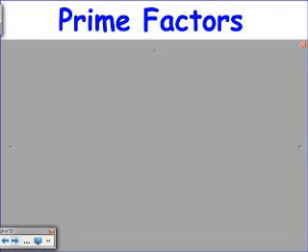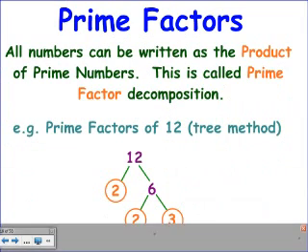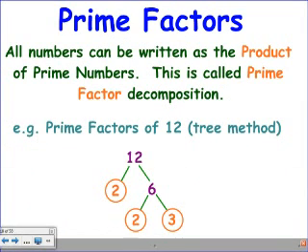There's something called a prime factor. I know what a factor is, and I know what a prime number is. So what do we think a prime factor is? The prime numbers that make up the main number we're looking at. So let's have a look at an example. Any number can be broken down into prime factors, in other words, the prime numbers that when you multiply them together give you your original number.